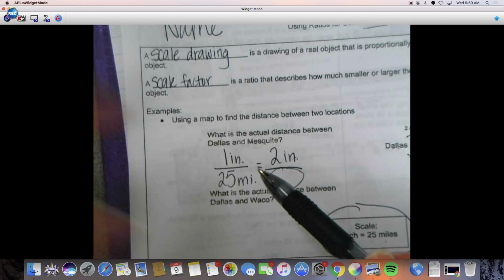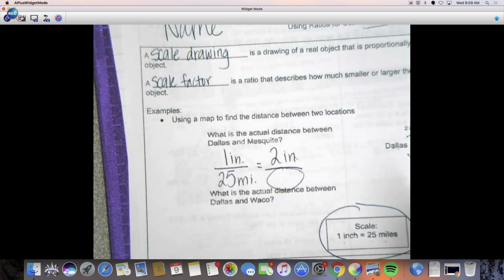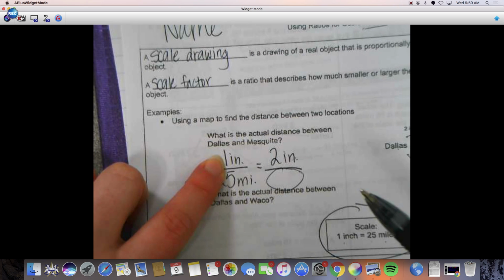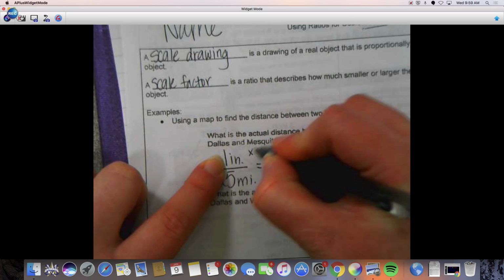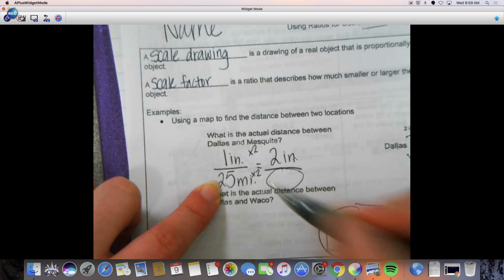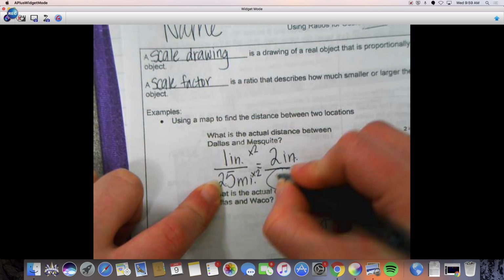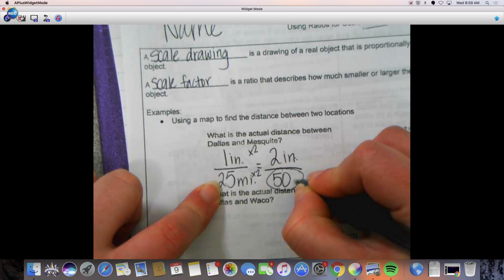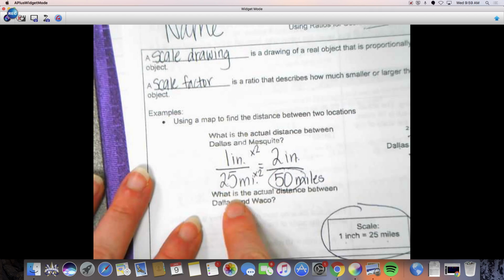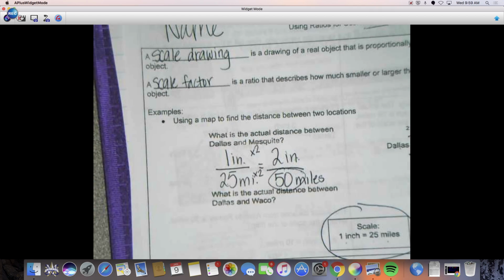Okay? So this just turns into a regular proportion. What do I multiply 1 by to get 2? 2. So I have to do the same down here. And what is 25 times 2? 50. So how many miles is it from Mesquite until Dallas? 50 miles. Okay? I want you to try the distance from Dallas to Waco on your own.